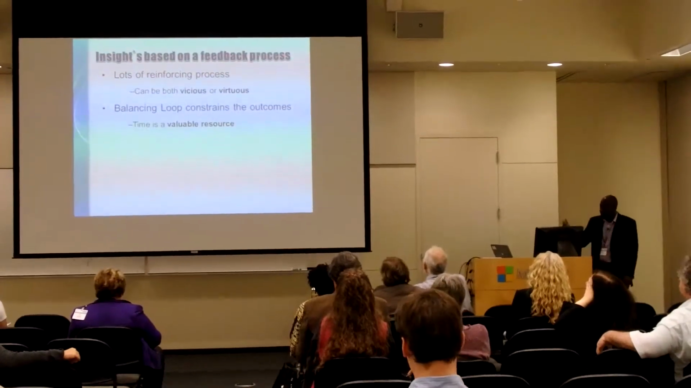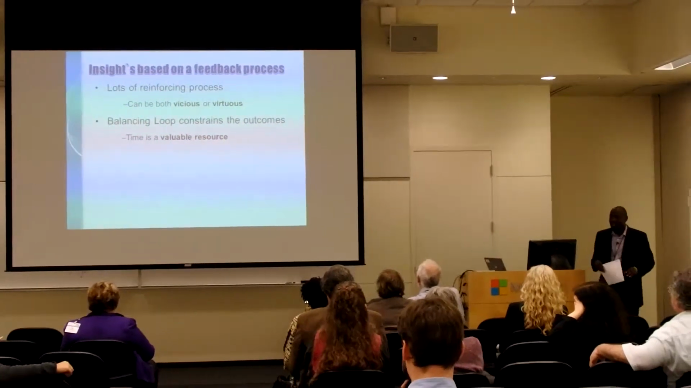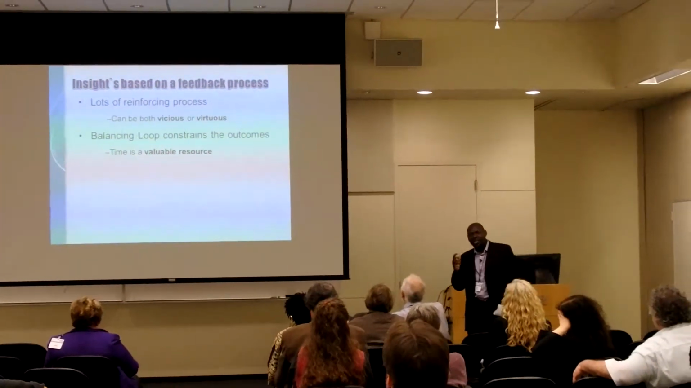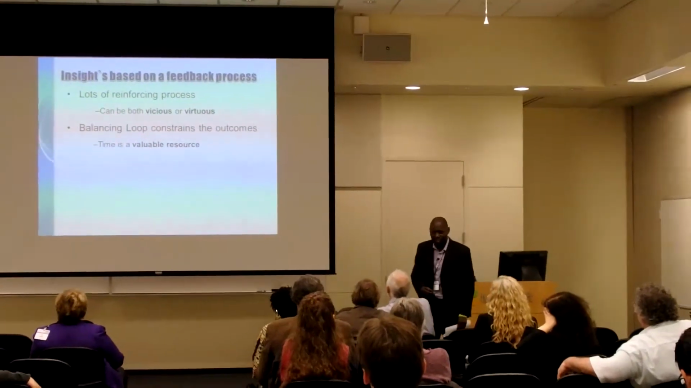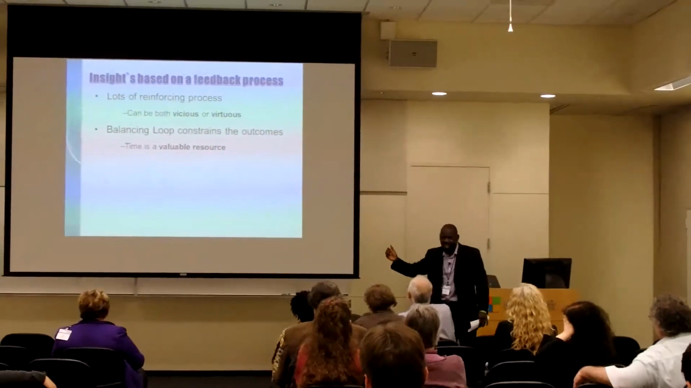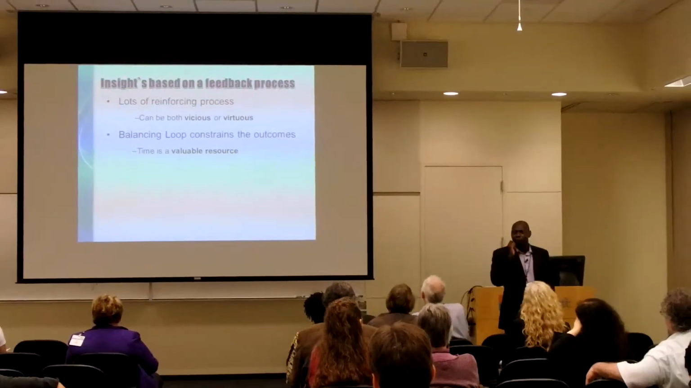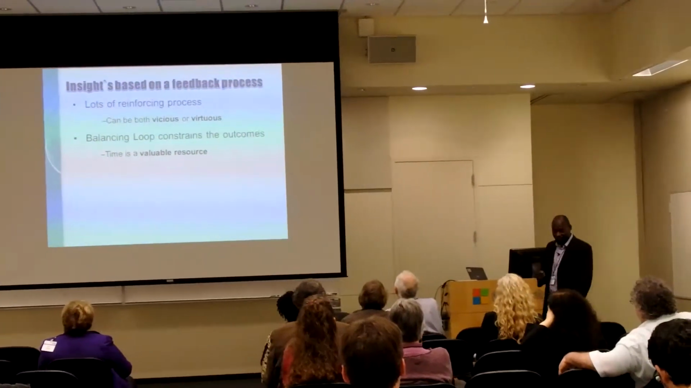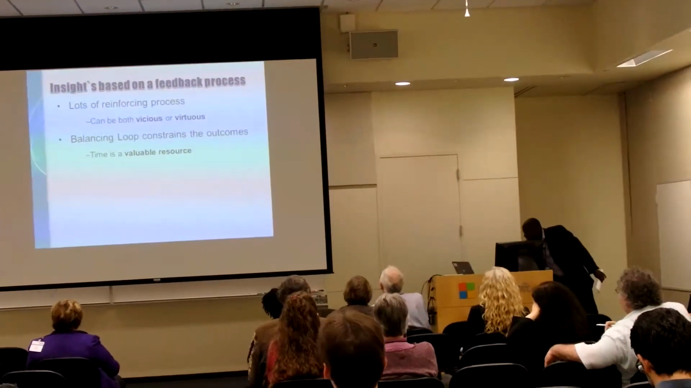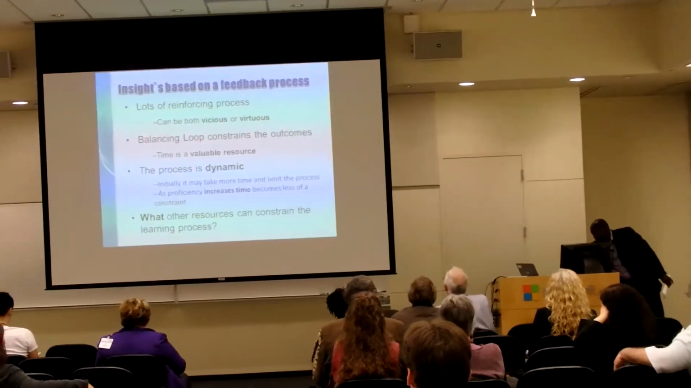Then the balancing loops will constrain the outcome, but in this case, they help us to understand where we need to come up with an intervention in order to better the experience. And in this case, we got to understand that time was a valuable resource for both the students and the teachers. So what does that mean? What does that mean for the project?